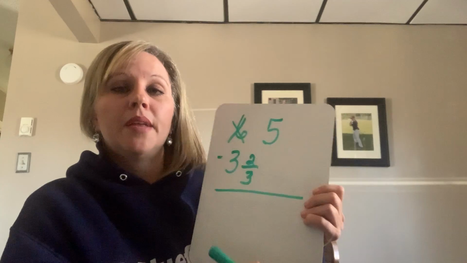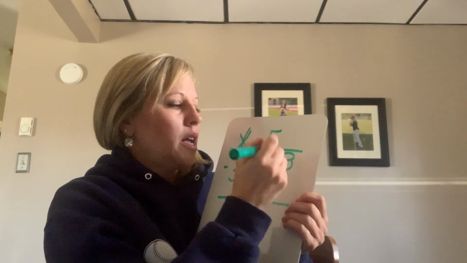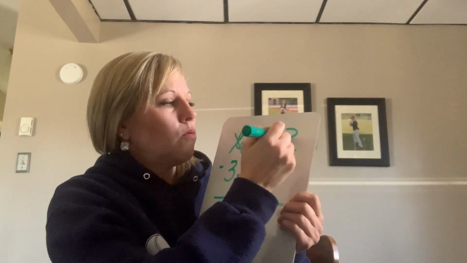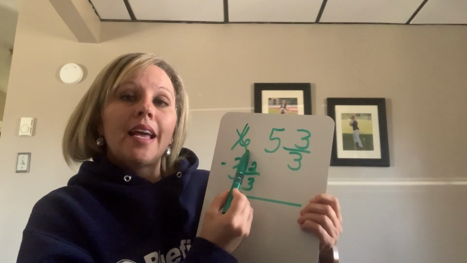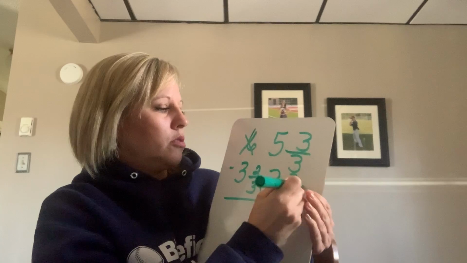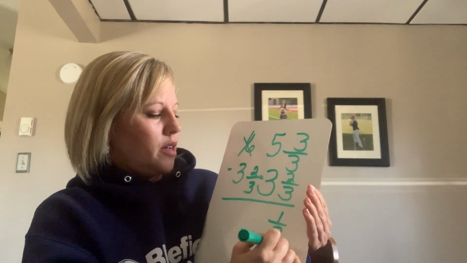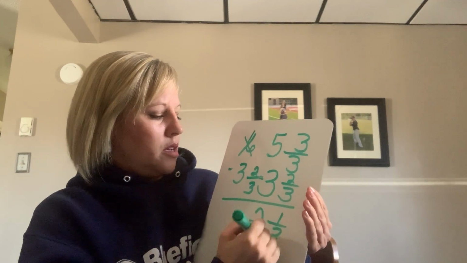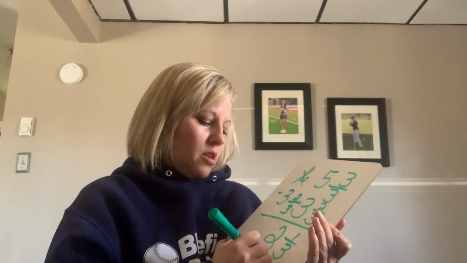Okay, remember, take 1 from the whole and make it 5. Since my denominator in this fraction is 3, I have to work with thirds here. And how many thirds gives us a whole? 3/3. So 5 3/3 is the same thing as 6. Take away 3 2/3. 1/3, and 5 minus 3 is 2. So 2 1/3 oranges are left.